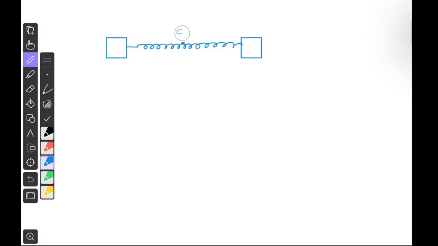So this is our center of the mass. At any point of time, suppose m2 is at x2 and m1 is at x1, or m2 is displaced by x2 and m1 is displaced by x1. So at this moment, if I ask you, what will be the change in the length of the spring?